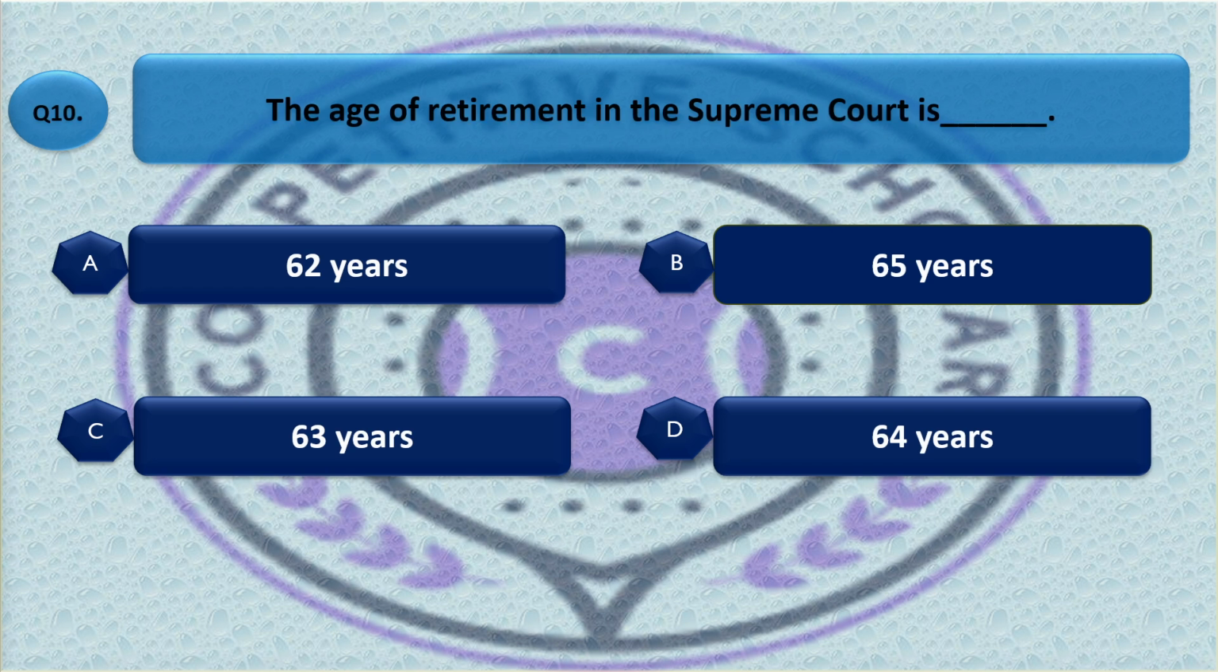Question number 10. The age of retirement in the Supreme Court is option A, 62 years, option B, 65 years, option C, 63 years, option D, 64 years. So the answer is option B, 65 years.